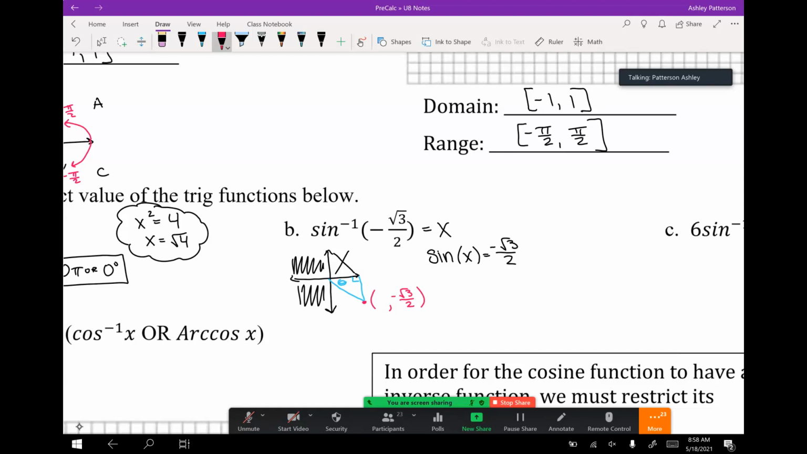Anybody? Use your notes if you need to. I'll give you a hint. It is not a 45-degree reference angle. So that narrows it down to 30 or 60. What angle measure has a sine ratio of rad 3 over 2?